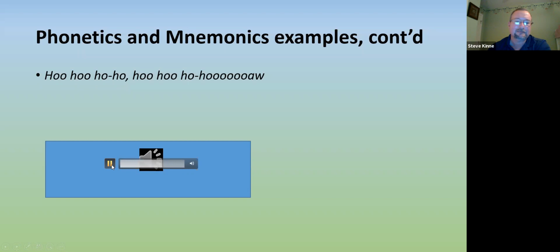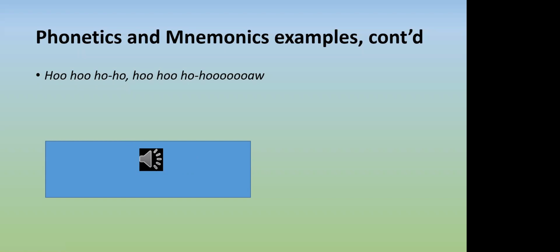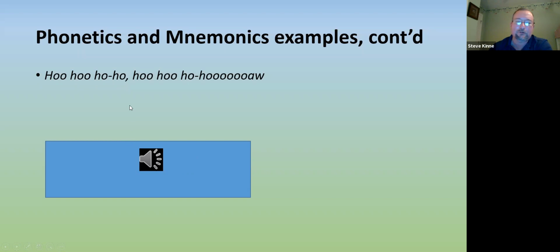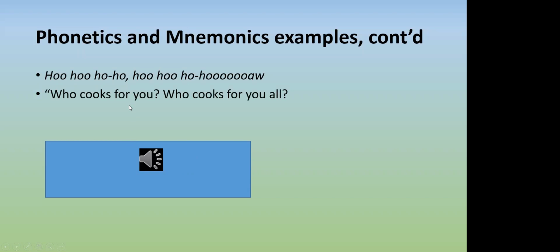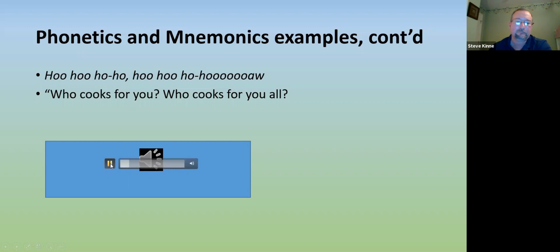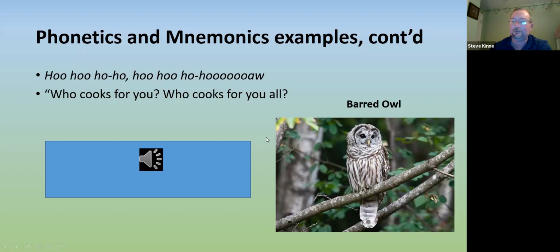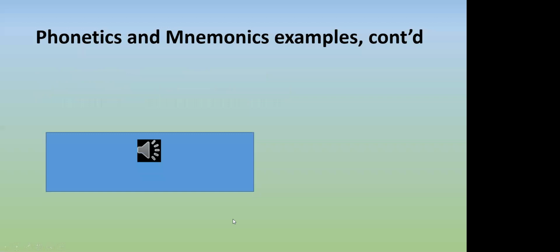So you could probably make a case for saying hoo, hoo, hoo, hoo, hoo, hoo. But that's not exactly very memorable. So the classic mnemonic that we use for helping with both the sound, but in particular the pattern, is who cooks for you, who cooks for you all. So listen and see if you can hear that. And once you've heard the barred owl out there in the woods a couple of times, and you remember the who cooks for you, that's the who cooks for you bird right there. That's the barred owl. So again, mnemonics can be really quite helpful.